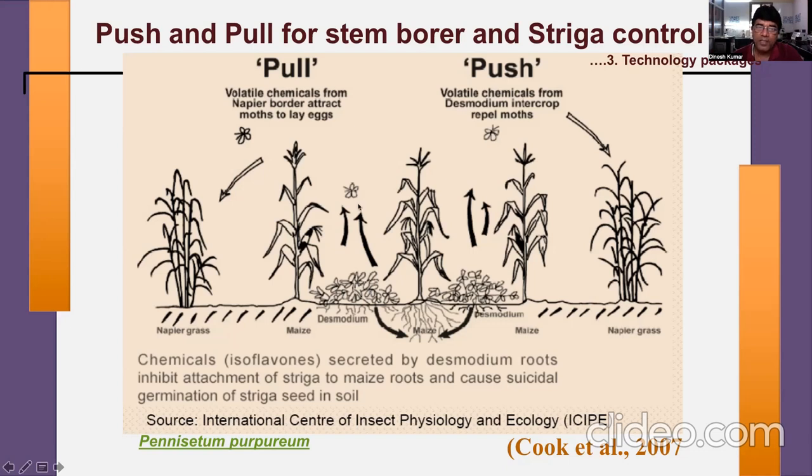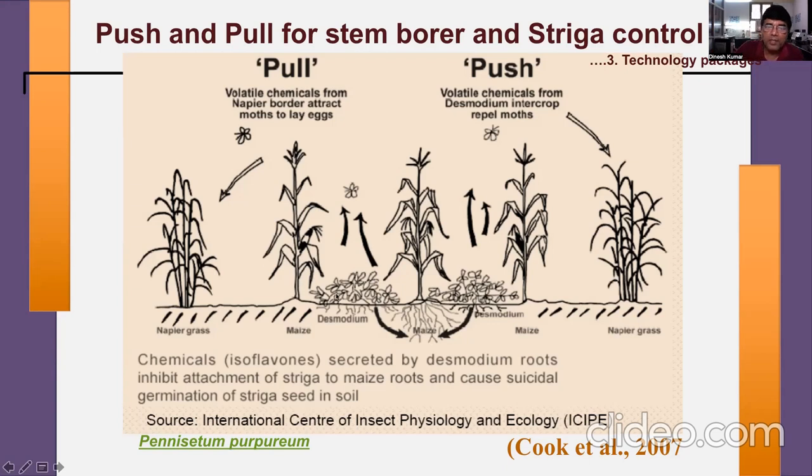So what happens, the stem borers, as you know, students, are mostly lepidopterous, and they have four different stages: egg, then larvae or caterpillar, then pupa, then adult. So it starts from the adult. The adult female will lay eggs on the maize plant or sorghum plant, and those eggs can hatch and attack the plant.